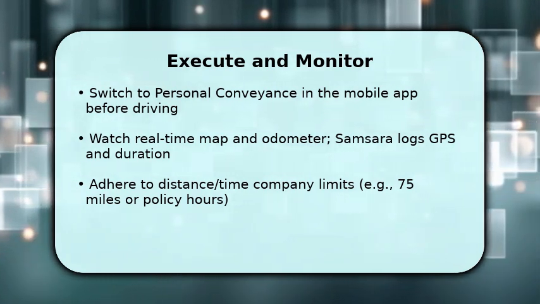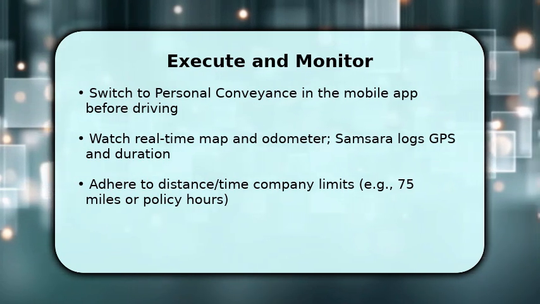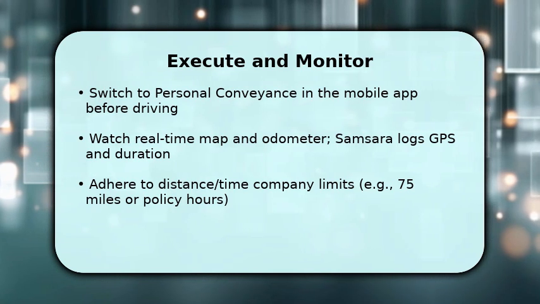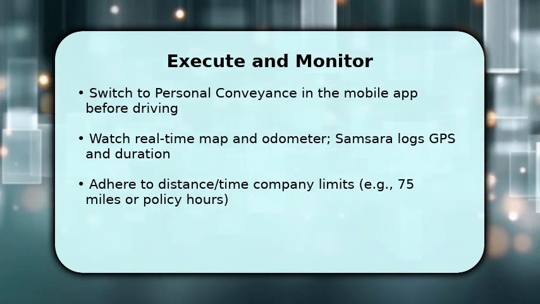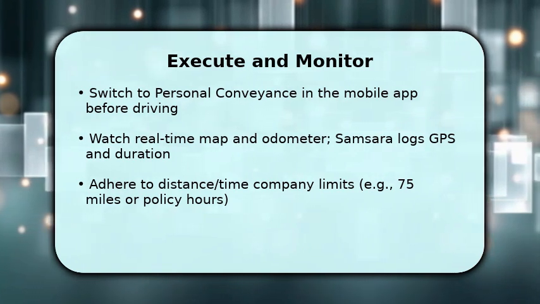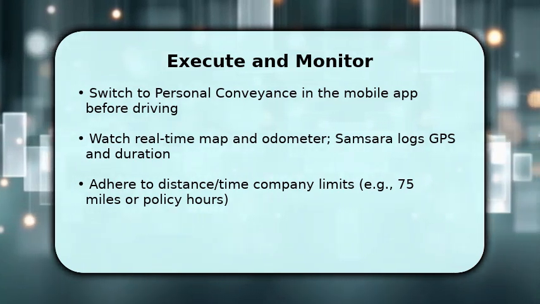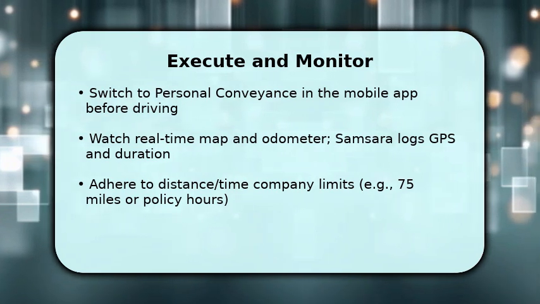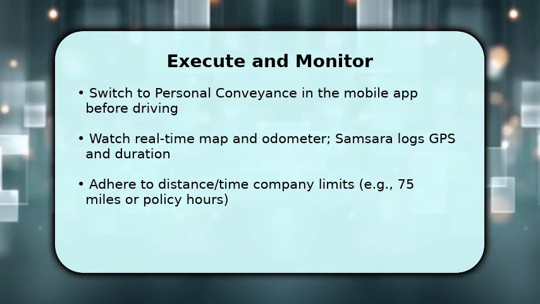While driving, monitor the app's map and odometer because Samsara captures GPS traces and duration continuously, which supports compliance. If your company has limits, like 75 miles or specific hours, follow those. Otherwise, Samsara may flag the trip. Make adjustments mid-trip by reselecting duty status, and the app updates the log instantly.